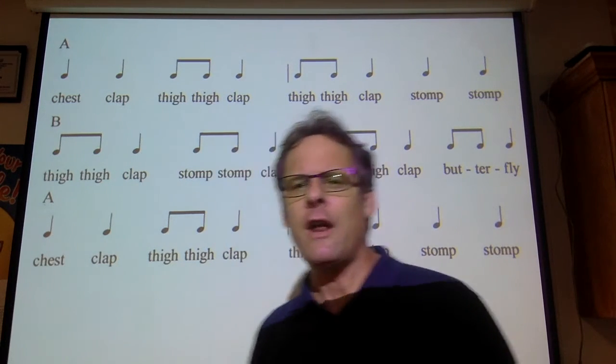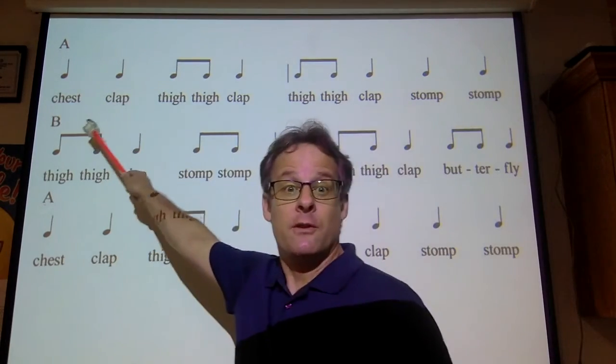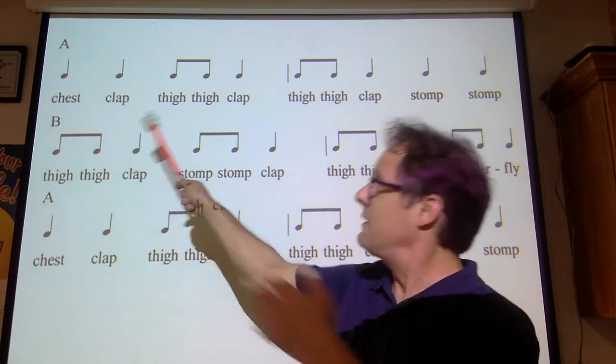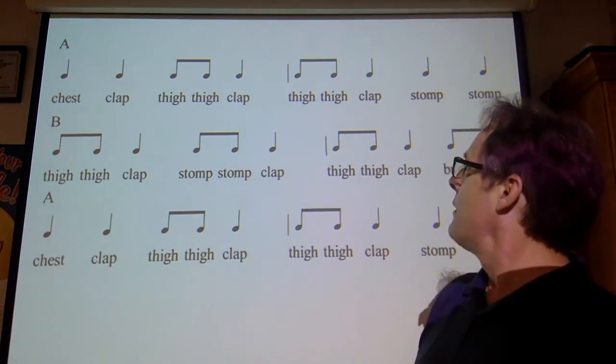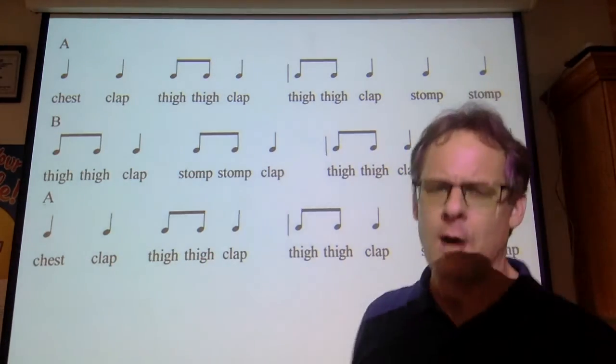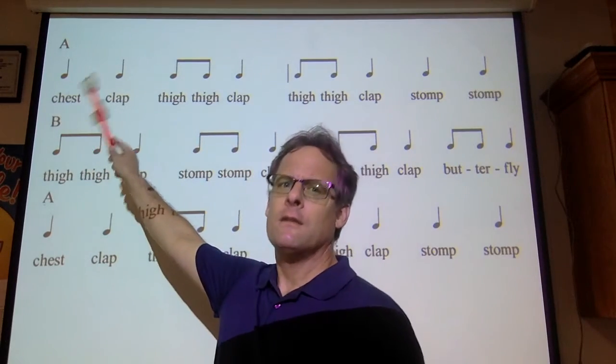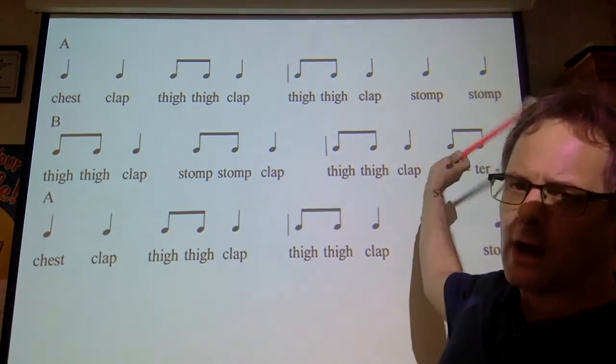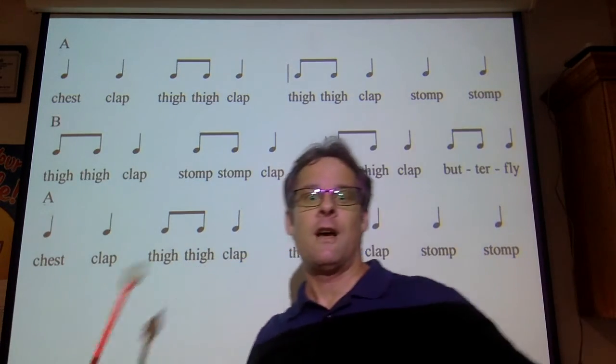So I thought I'd like you to see what these rhythms look like when they're notated. So here's rhythm A. Remember, it's chest, clap, thigh, thigh, clap, thigh, thigh, clap, stomp, stomp. Right? As you can see, it's ta, ta, ti, ti, ta, ti, ti, ta, ta, ta. A rhythm we've seen 1,000 times, right?